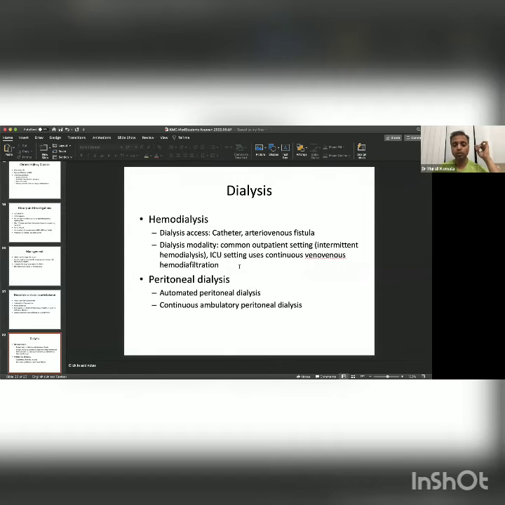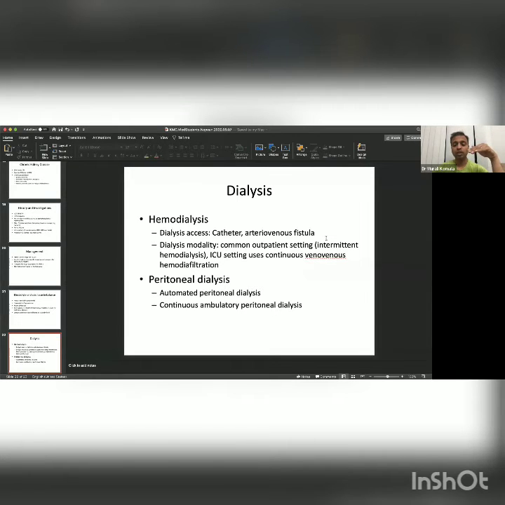So the best option is to have an arteriovenous fistula, where you unite a vein and an artery together, and you let it develop over a period of 6 weeks, where the vein gets arterialized because of the high pressure. The chance of having an infection with the catheter is 7 times the risk of having an infection with an arteriovenous fistula. So that is why an arteriovenous fistula is always preferred for long-term hemodialysis.